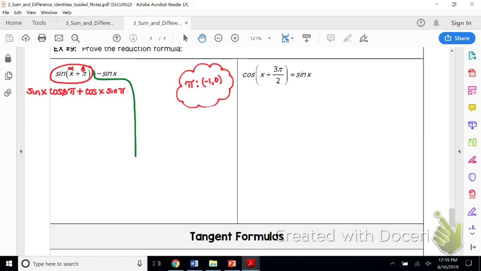All right, so now that we've got this, let's go through it. So what is sine of x? They didn't tell us anything, so it's going to say sine of x. What is cosine of pi? Plus, then we just have cosine of x. And what is sine of pi?